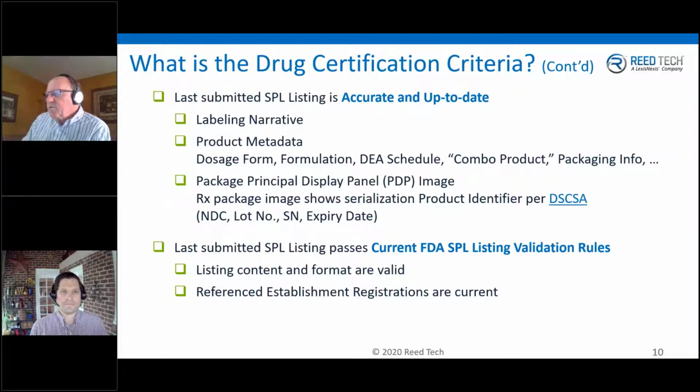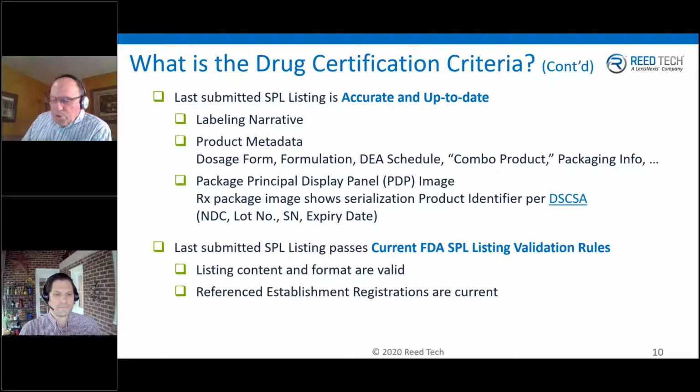A number of years ago, there was a combo product field that needed to be filled in and caused some disruption. Back in 2018, the prescription drug packaging image needed to show the product identifier. There was a little image that needed to show the NDC number, the lot number, the serial number, and the expiration date. Hopefully that's over now and understood and able to be accommodated, but we can answer questions about that.